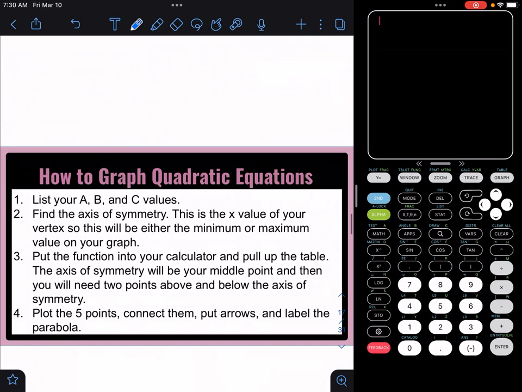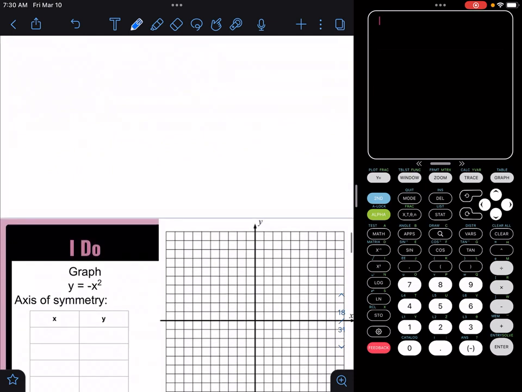Alrighty. How are we going to graph them? We're going to find our axis of symmetry. That will let us know what our middle point is. We pull up the table. We get some points above the axis of symmetry, some below, and we graph it.